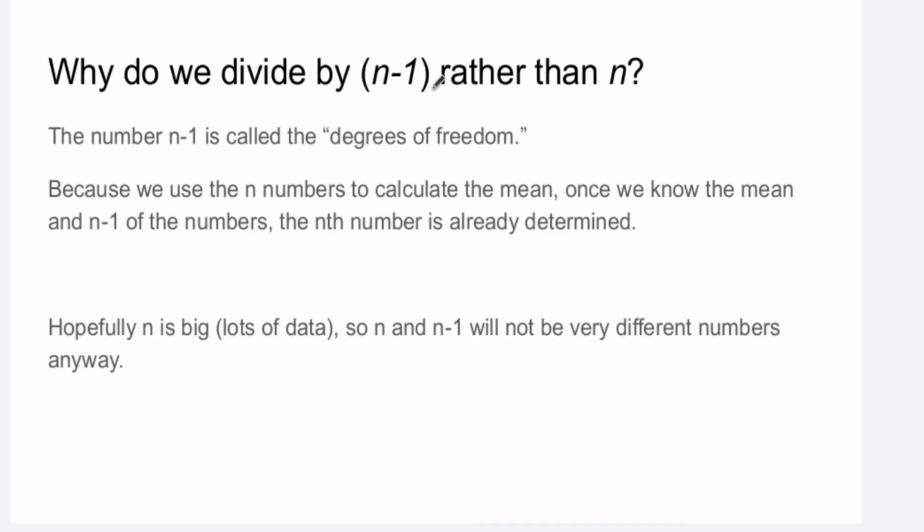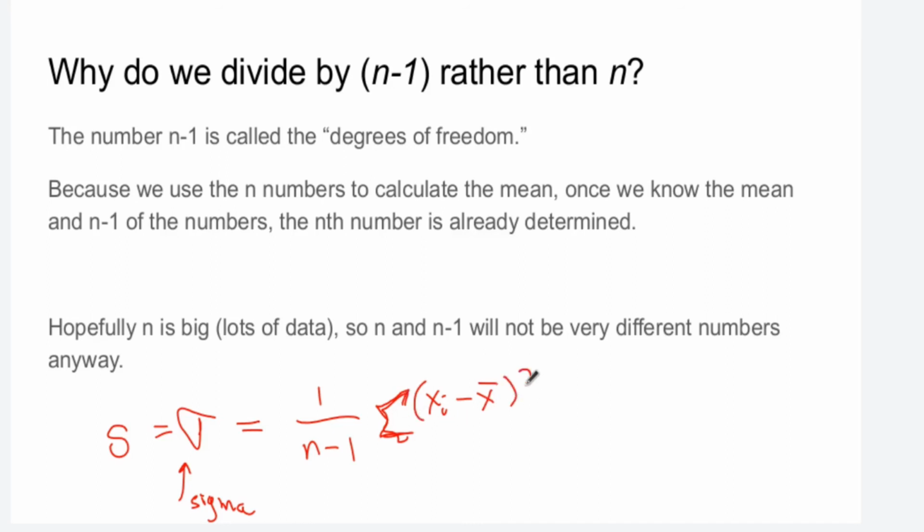Now, why do we divide by n minus 1 in that formula? That formula for the standard deviation, remember, it can be called s, or we can use the lowercase Greek letter sigma. It's equal to, remember, 1 over n minus 1 times the sum, from i equals 1 to n, of the squared difference from each data point to the mean of the data set, and we take the whole thing square rooted.